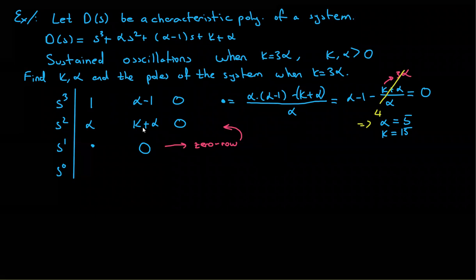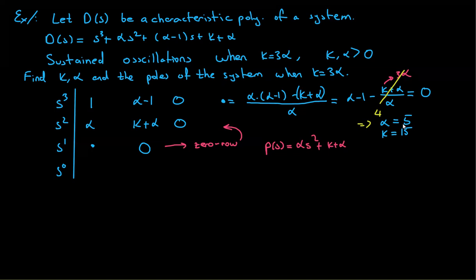So the auxiliary polynomial is equal to P of S. I will construct it from the coefficients of the upper row over here, and that is equal to alpha times S squared plus K plus alpha. If you replace alpha equal to 5 and K equal to 15 here, I will have 5 S squared plus 20. So I know that this P of S is a factor of D of S, okay?